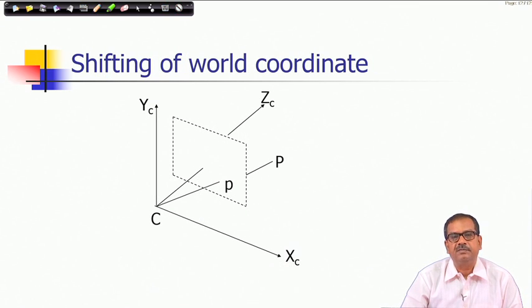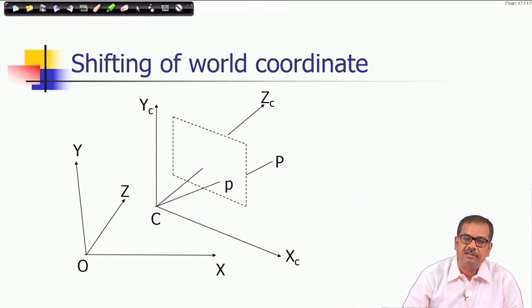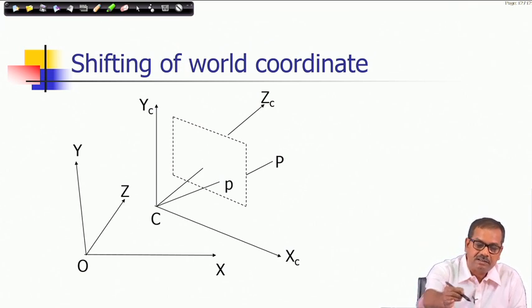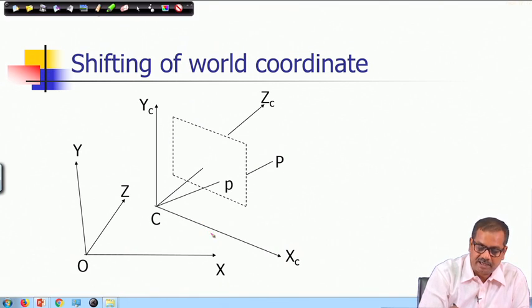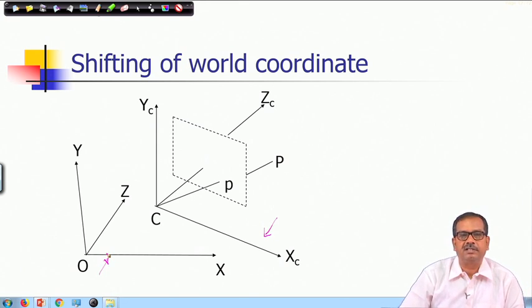Now, let us consider that your world coordinate system also is different from the camera centric coordinate system. That means the origin of the world coordinate system is different, and also the axes of the world coordinate system are at different orientations, which are not parallel to the axes of the image plane. So, this is the canonical configuration we discussed earlier, the canonical form, but this is the actual world coordinate system we will be considering.